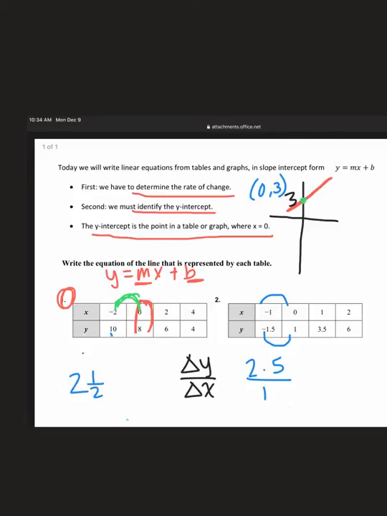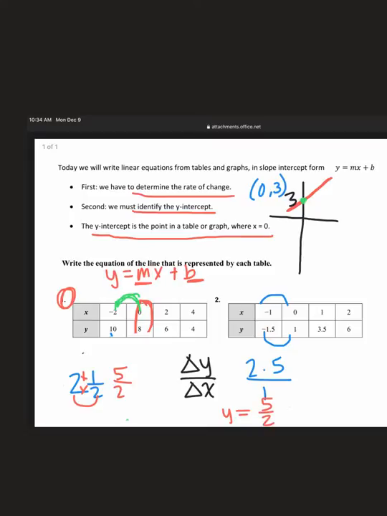2 1/2, right? But for me, it's easier to have a rate of change that's a fraction because it tells me something about my graph. It tells me how much the y is changing by, how much the x is changing by. So really, if I were the student, I would want to convert this to an improper fraction. And we'll go around Texas. What's 2 times 2? 4. What's 4 plus 1? 5. And we keep the denominator, right? So our rate of change is 5 over 2.